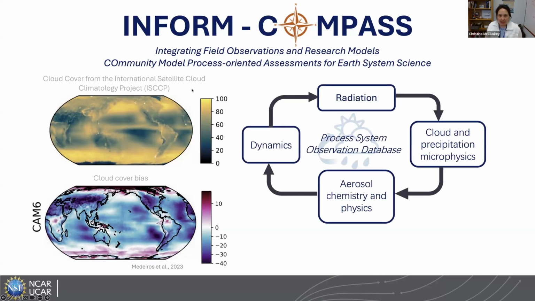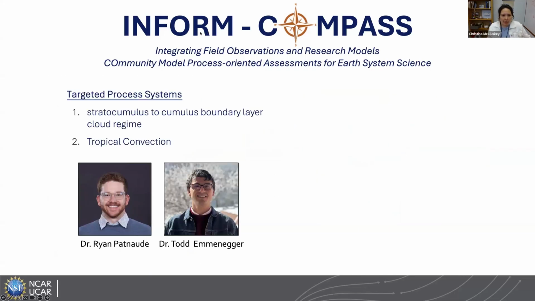And so the idea behind this Inform project is that we're trying to build a process system database. The idea being that we have observations that are collected over many different field campaigns, looking at cloud and precipitation microphysics, aerosol chemistry and physics, dynamics, and radiation. What's a challenge is piecing all this together and understanding how they all work, and how to actually use that to compare against something like a coarse resolution model or a higher resolution model. And so what we're doing is basically taking a process system approach. So we're targeting specific cloud regimes.